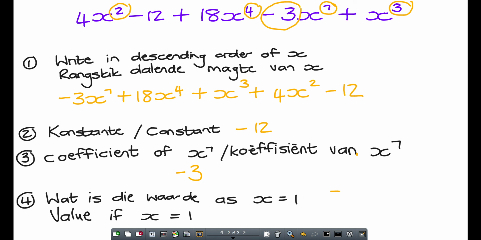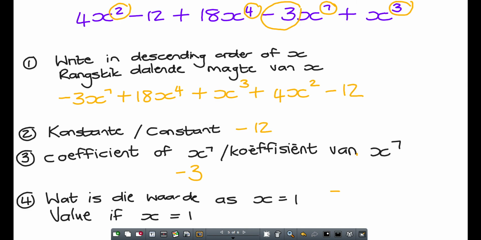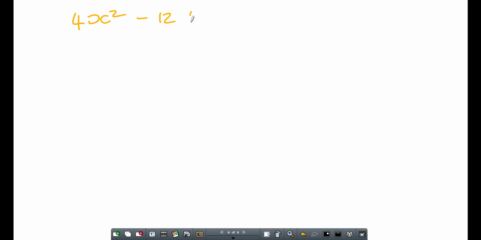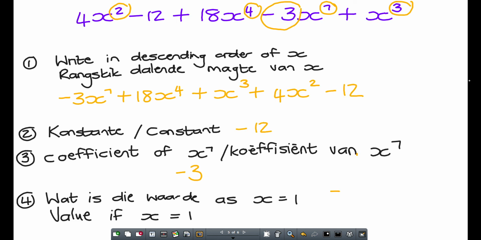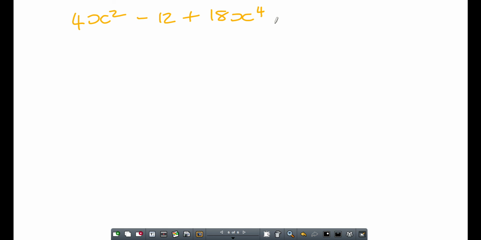Okay, now the last one it says, what is the value if x is equal to 1? As x 1 is, wat gaan ek moet doen? Oral waar ek x het, gaan ek nou moet sê 1. Nee, okay, goed. Nou moet ek net gou reg afskryf. 4x kwadraat, ekskuus julle, ek gaan gou op en afspring. 4x kwadraat minus 12 plus 18x tot die mag 4, minus 3x tot die mag 7 plus x tot die mag 3.